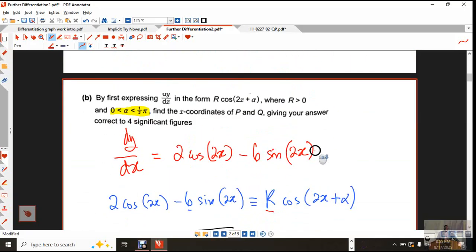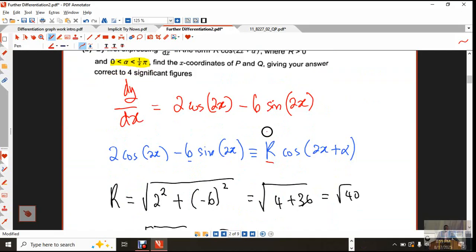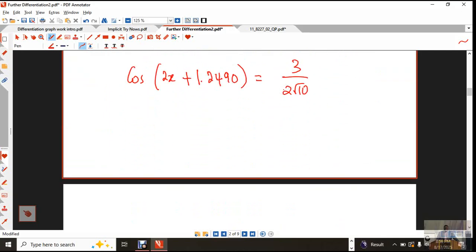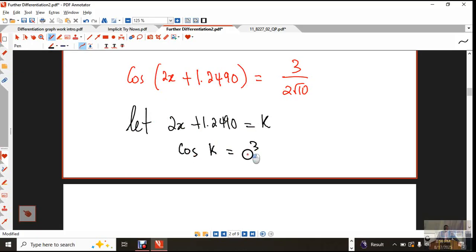They're saying the value of r, we know what it is now, and alpha, we have alpha, and find the x coordinates of points P and Q. Again, as I said, the cosine is positive in the first quadrant as well as in the fourth quadrant. So I'm just going to let this 2x plus 1.2490 business be equal to k. So that's like cos of k is equal to 3 over 2 root 10. This in turn will tell me that the inverse cos, or arc cos, is going to be that.